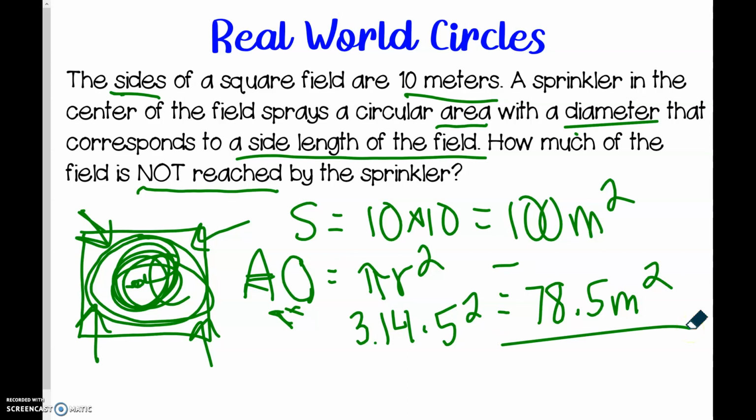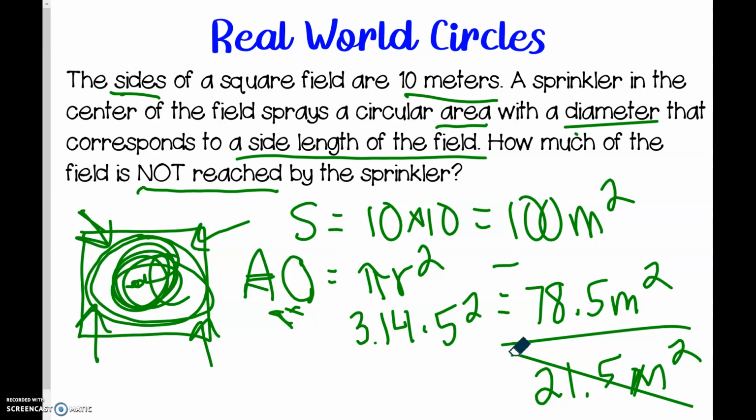So the last step is to subtract, okay? Because we want to know what is not reached by the sprinkler. So the sprinkler will get 78.5 meters squared, but the square is 100 meters squared. So we need to subtract to figure out, okay, these corner pieces, when we add that up, how much area is not getting the water from the sprinkler, okay? So when you do that, you should end up with 21.5 meters squared. Goodness, my pen is not working, but you get the idea. Sorry, that pen is messed up. But 21.5 meters squared. Sorry about that.